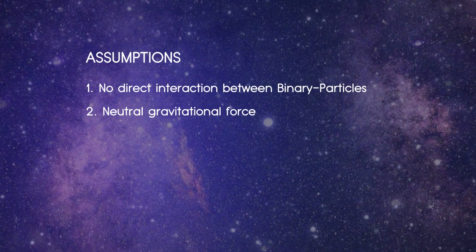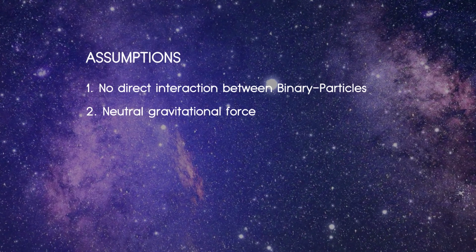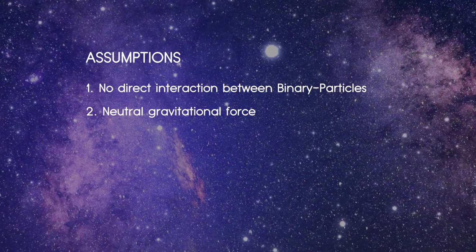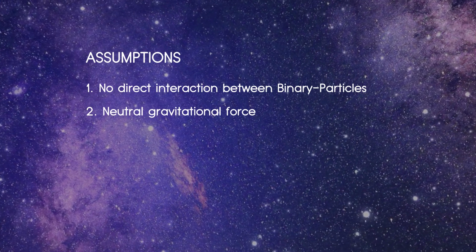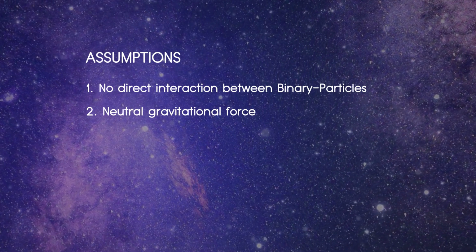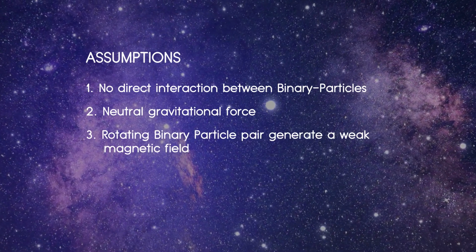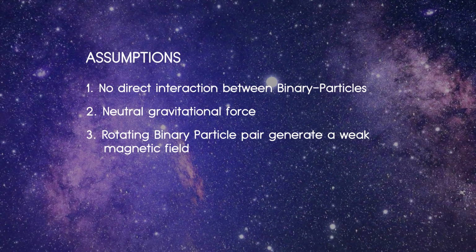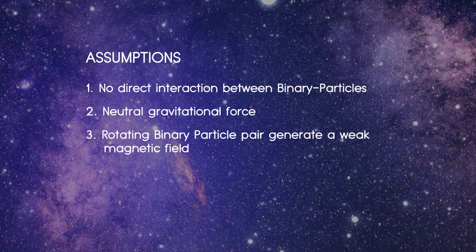Secondly, in interstellar space, when there is no strong gravitational field, the HEBPs coming from every direction would have to provide a neutral environment through which other binary particles can travel. Thirdly, the rotating binary particle pair will generate a weak magnetic field for both matter and antimatter.